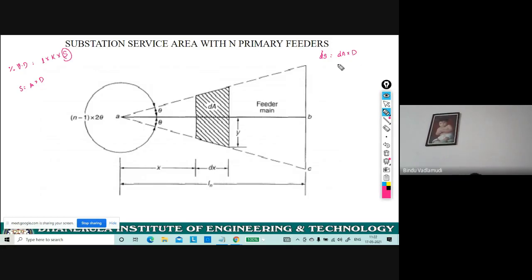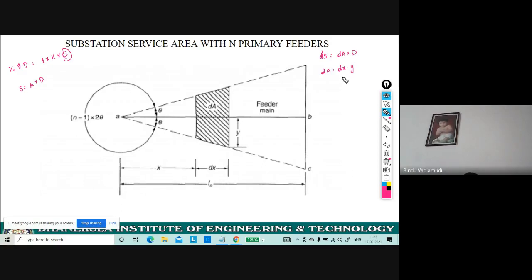What is the area covered by this section? What is the value for dA? Can I write dA is equal to dx into y? Is there anything wrong if I write like this? dA is equal to dx into y. Is it right or wrong?